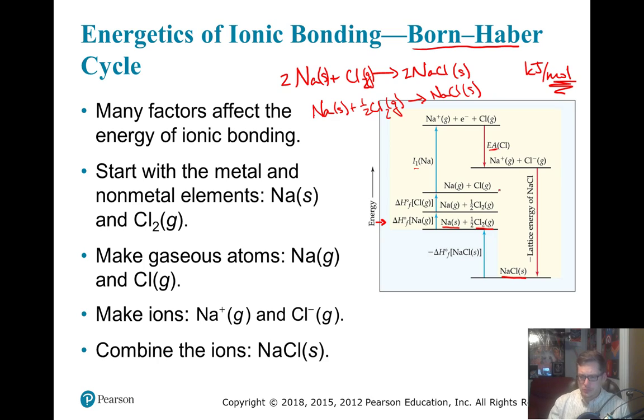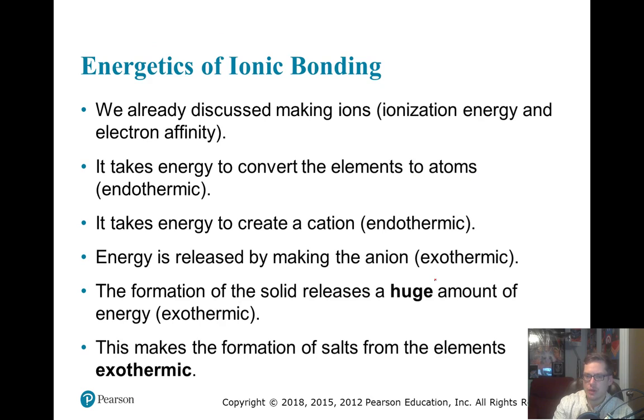And then by using this process, we can use something that we'll talk about later called Hess's law. Based on Hess's law, we can just add these all up, and we'll end up with what is called the lattice energy of whatever it is we're talking about. All right, so there are lots of things that affect it. There's the ionization energy and the electron affinity, but really it comes down to these steps.